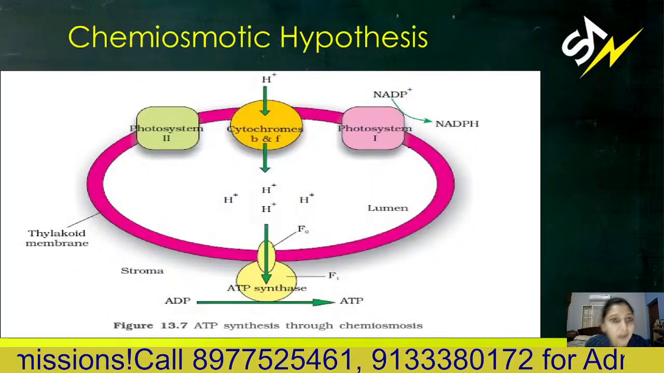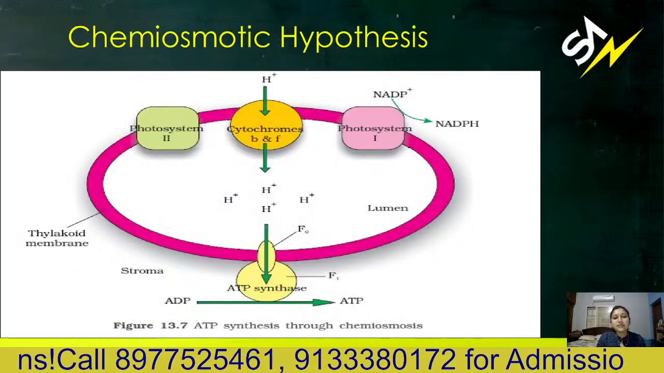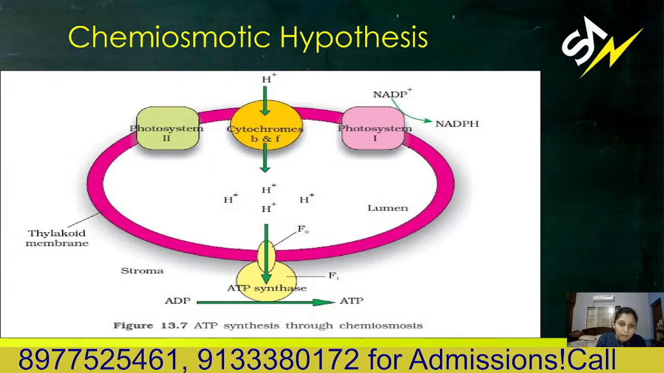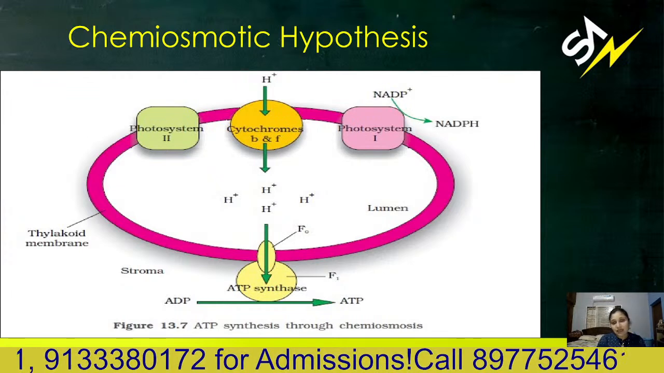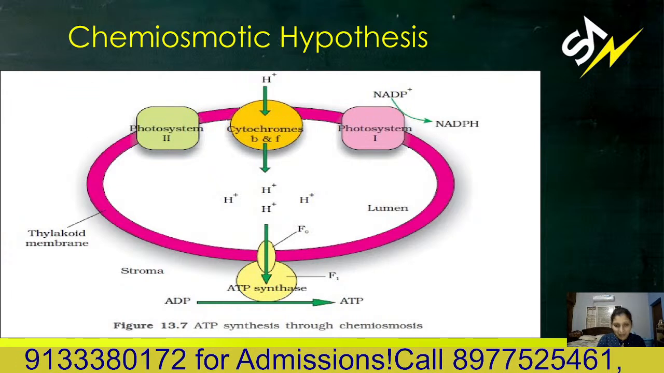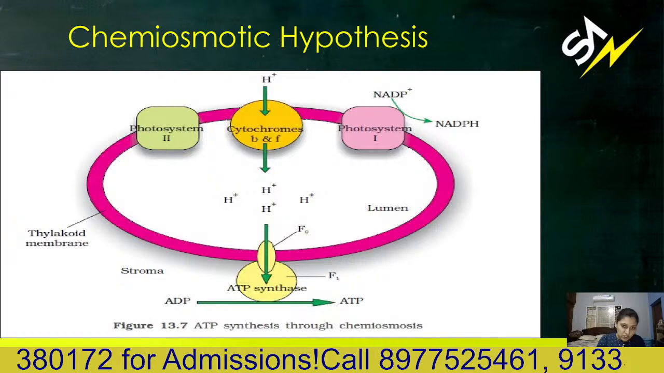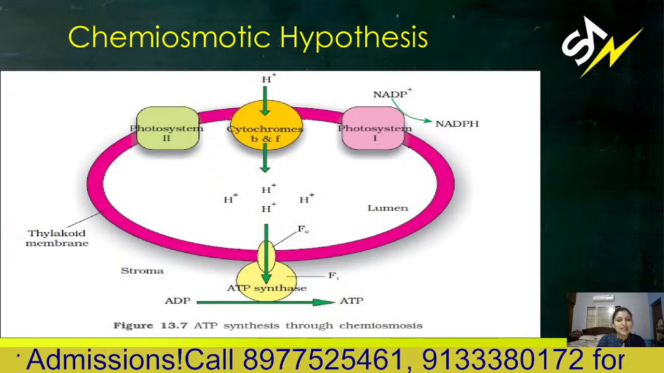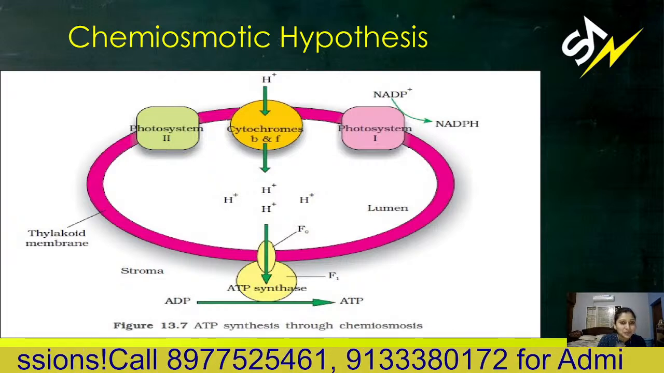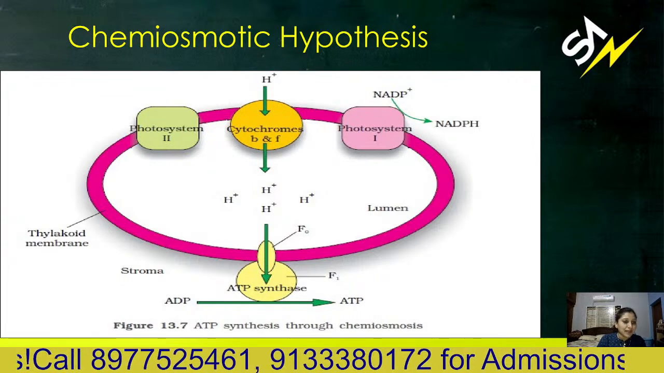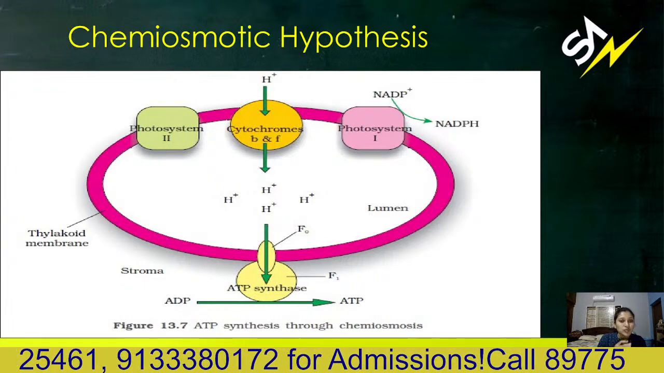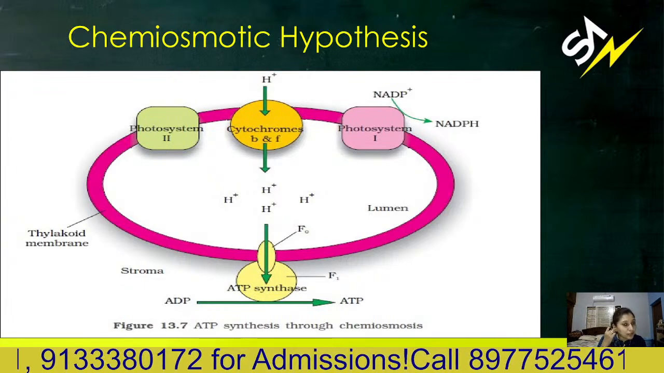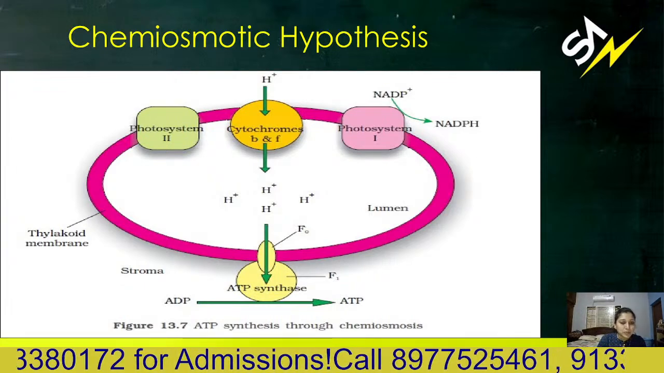Then the chemiosmotic hypothesis: how ATP is synthesized in the chloroplast, because ATP is normally synthesized in mitochondria during respiration. But this hypothesis shows that ATP can be synthesized because of the proton gradient created across the thylakoid membrane during the transport of electrons from photosystem 2 to the cytochromes.